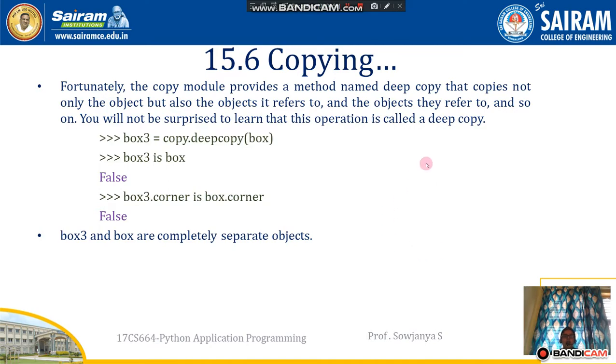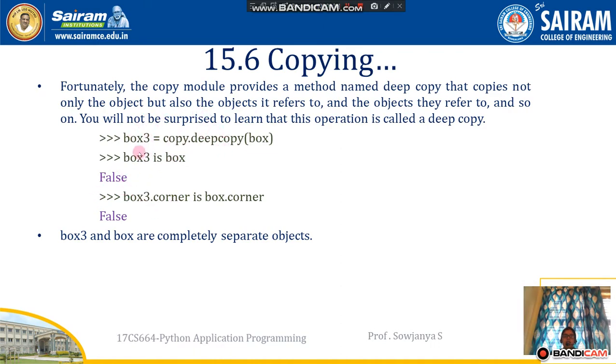Okay, so now in a similar way, fortunately, when you consider this type of assignment, the copy module provides a method named deepcopy that copies not only the object but also the objects it refers to, and the objects they refer to, and so on. You will not be surprised to learn that this operation is called a deep copy. How can you do the deep copy? For example, box3 is equal to copy.deepcopy of box. Box3 is box? Even though you are trying to deep copy, it is going to give the return value.